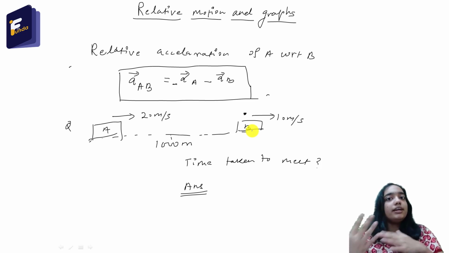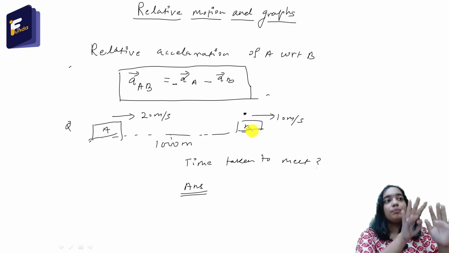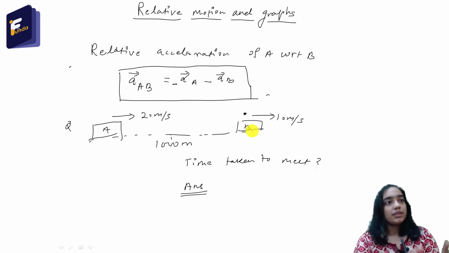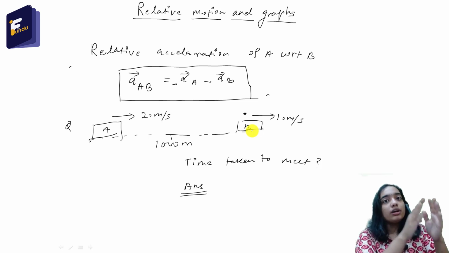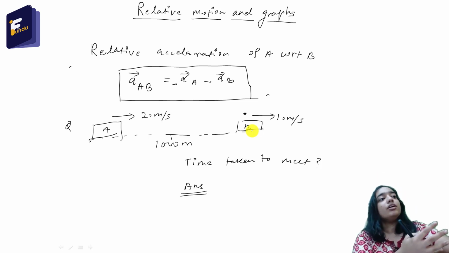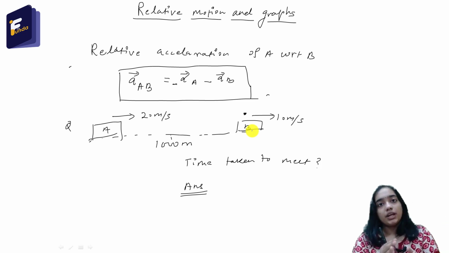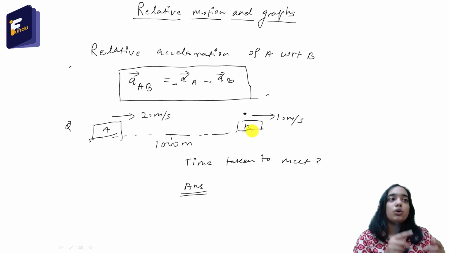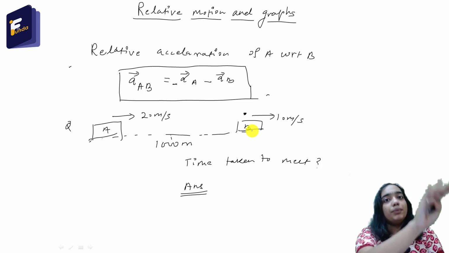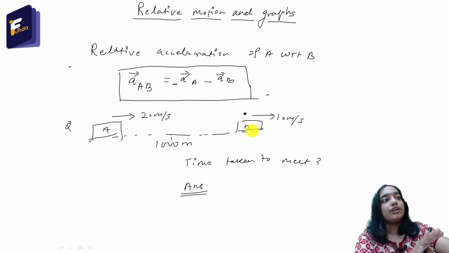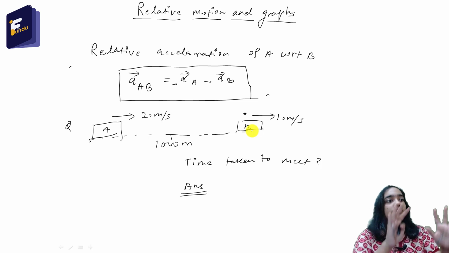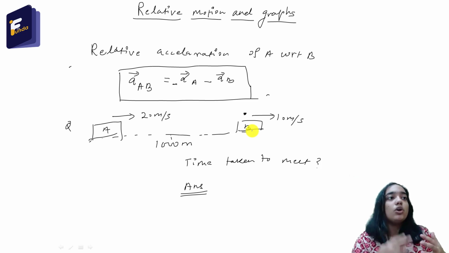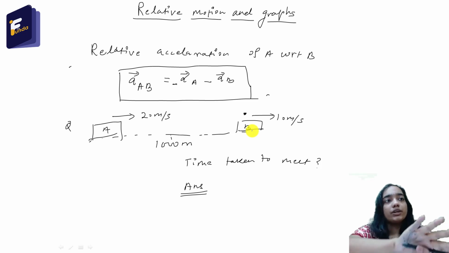Another way of saying it is that if I stop B at this position, then for B, what will be the velocity of A? That is the meaning of the relative velocity of A with respect to B. This trick is used only while solving questions of relative velocity or relative acceleration. So if I sit on B or if I stop B, then what will be the velocity of A with respect to B? So we are solving the question with respect to B.